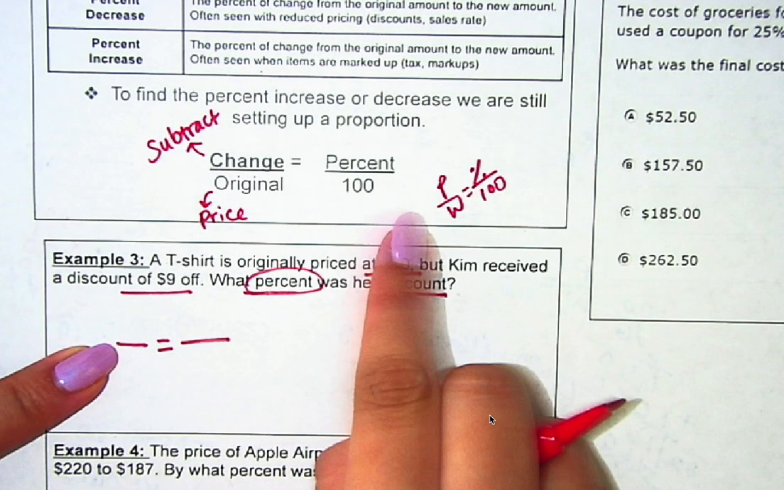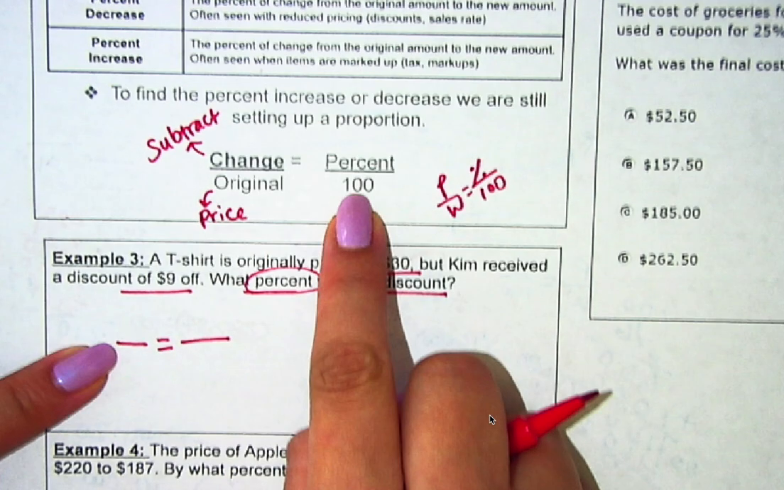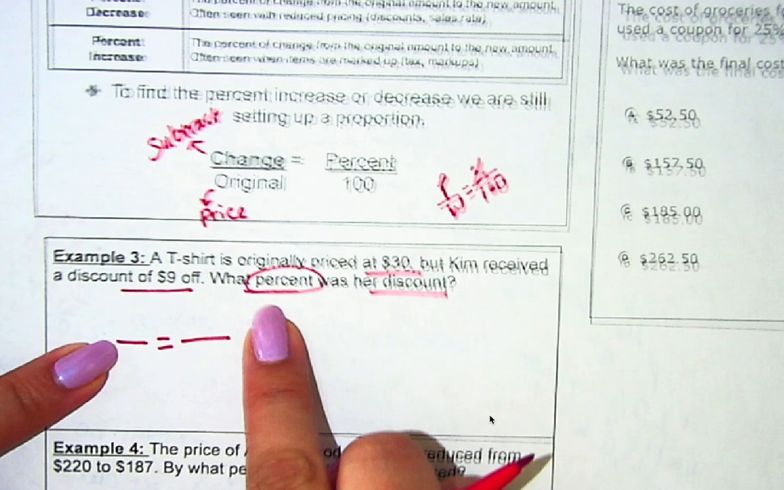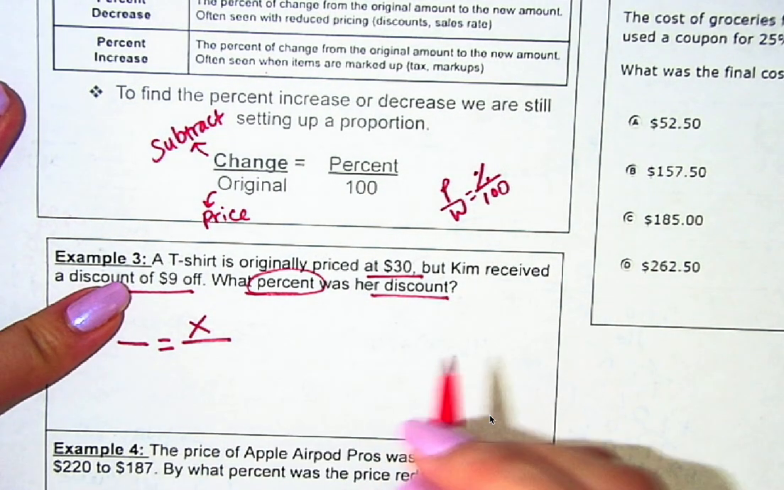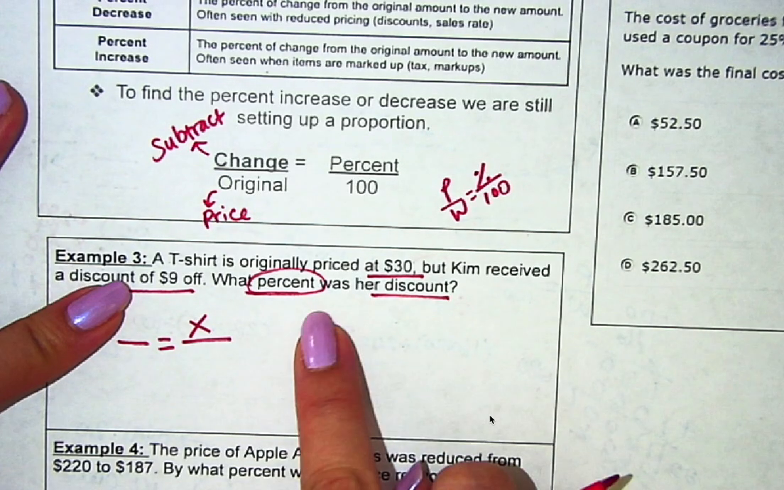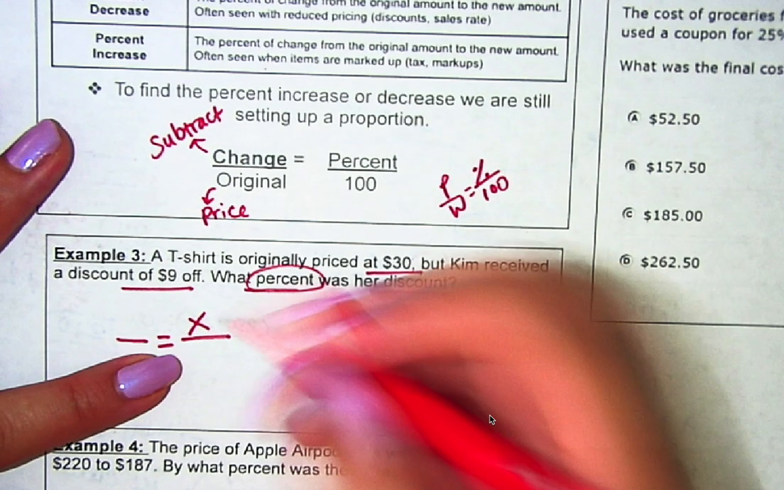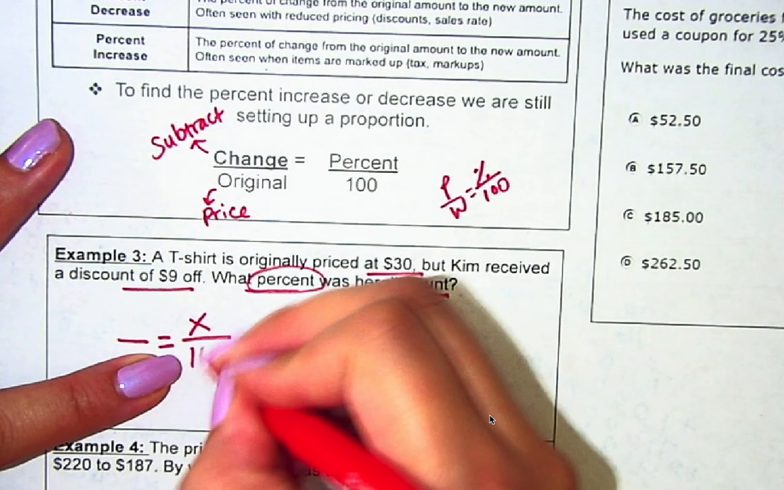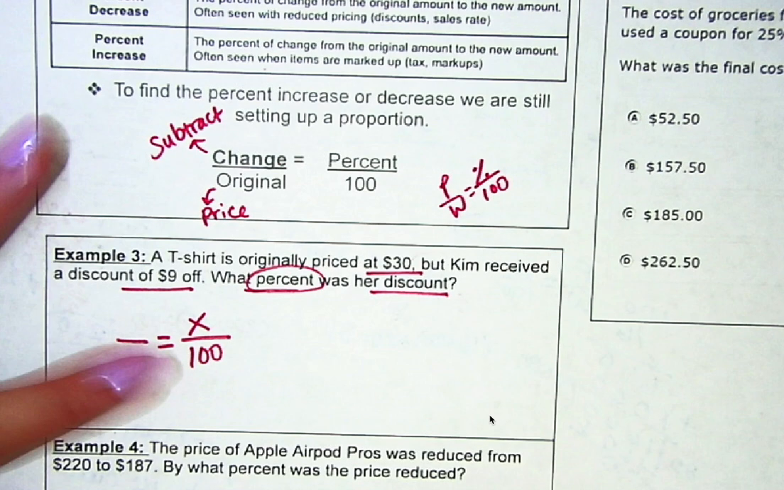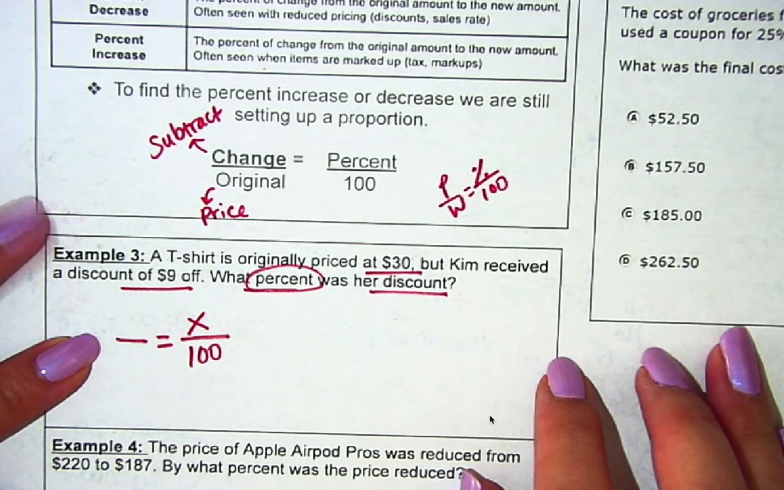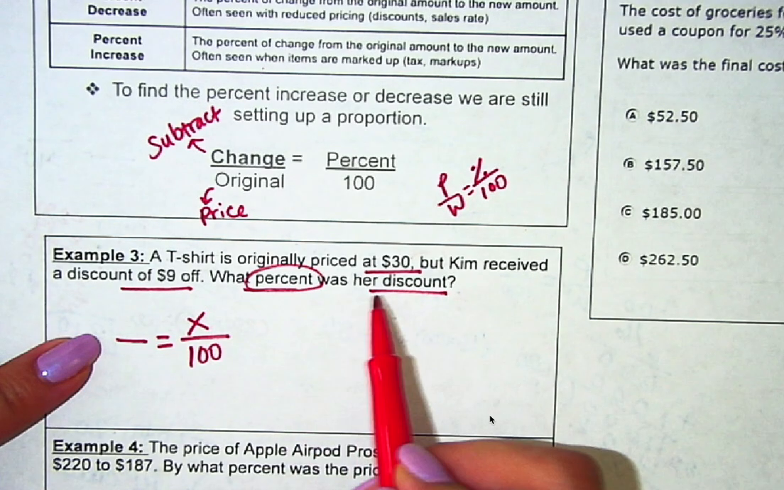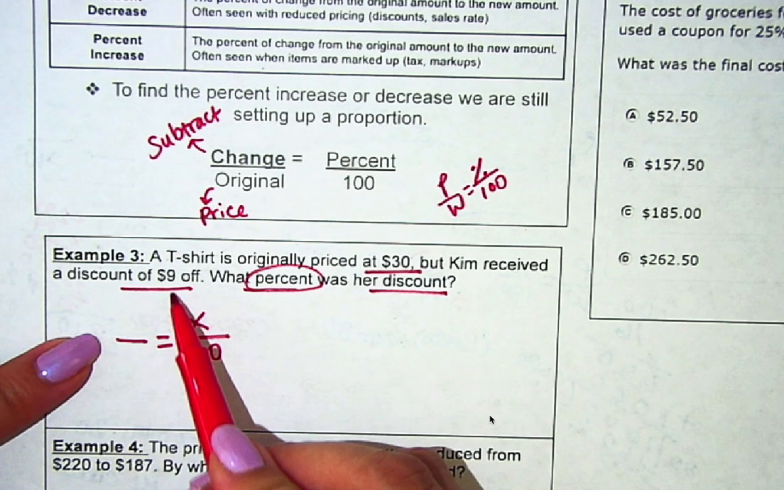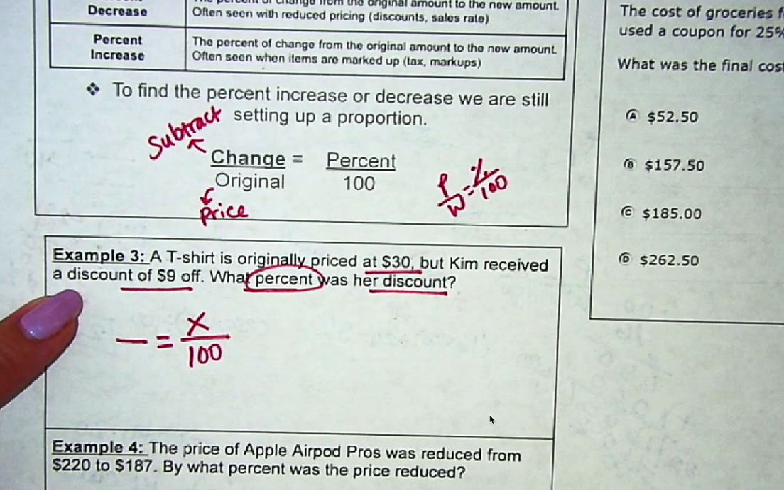we are going to start off the percent side, because this is what the question's asking for. It says what percent? So I don't know the number for percent. What I do know is that it's over 100. Okay? On this side, my change is my discount. It says that there's a discount of $9.